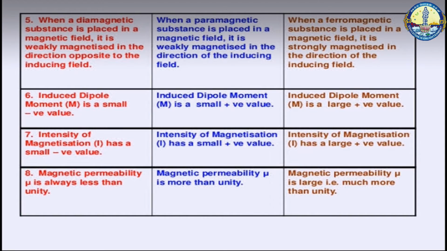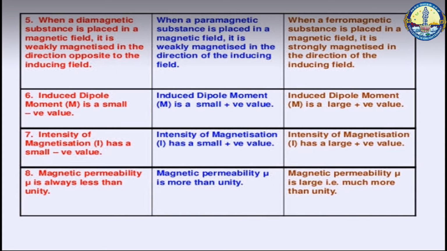The next one, the induced dipole moment, is a negative value in diamagnetic, whereas in paramagnetic the induced dipole moment M is a small positive value, but in ferromagnetic it is a large positive value. Next is intensity of magnetization, which has a small negative value in diamagnetic. In paramagnetic it is a small positive value, but in ferromagnetic the intensity of magnetization has a large positive value.